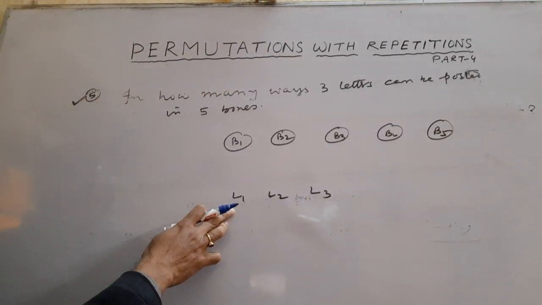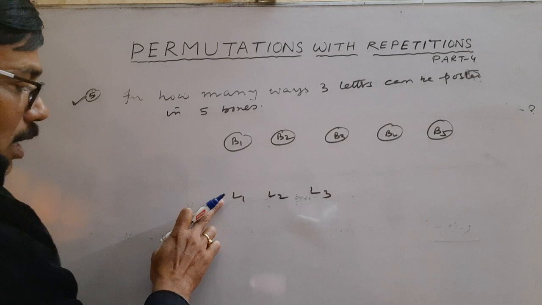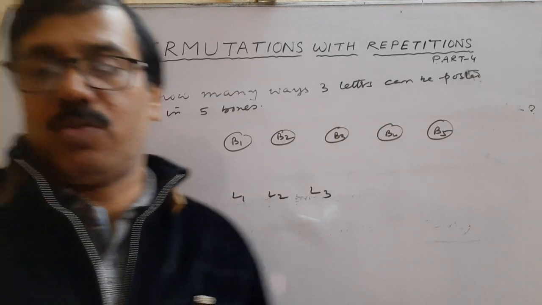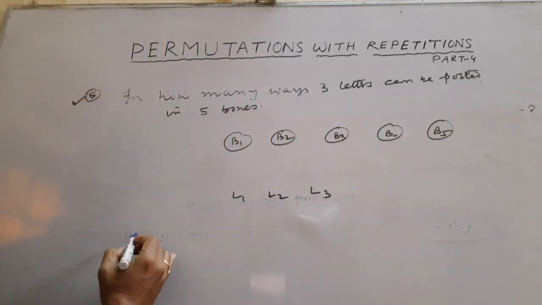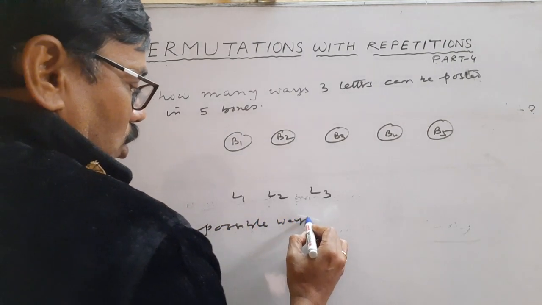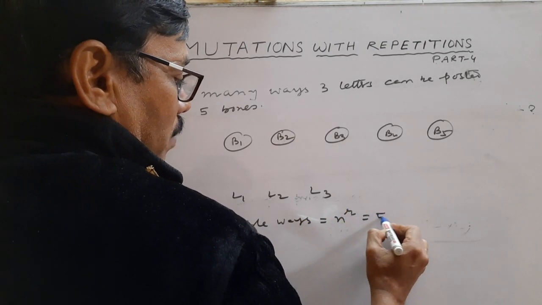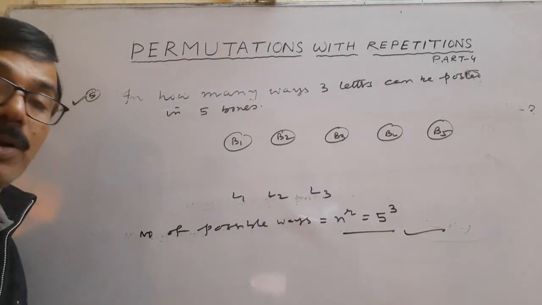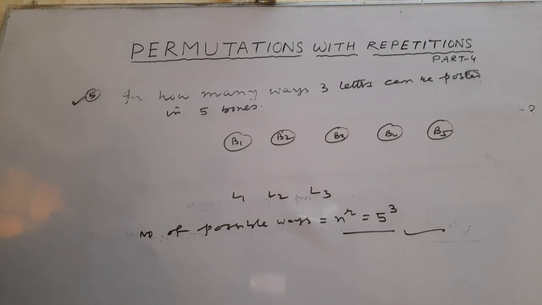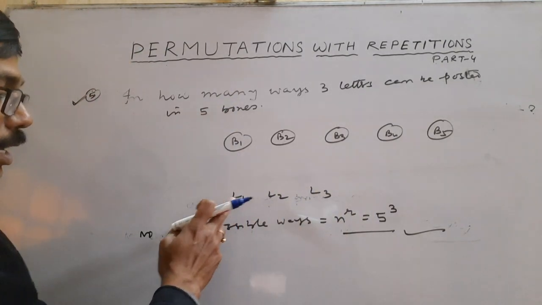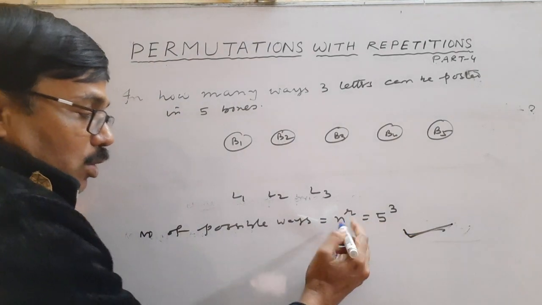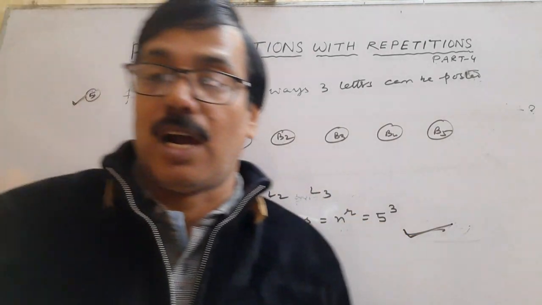So look, the subject is the letter to be posted. First letter can be posted in 5 ways, second 5, third 5. So 5 into 5 into 5, 5 to the power 3. If you use the formula, then n to the power r, so 5 to the power 3. You should be cautious about n and r, it is not 3 to the power 5, because here the letters are to be posted. So use the fundamental principle.